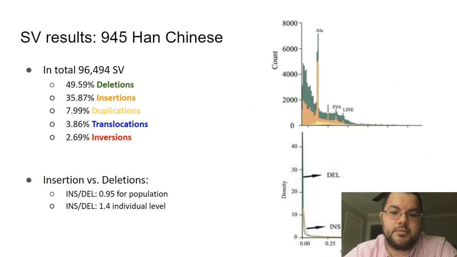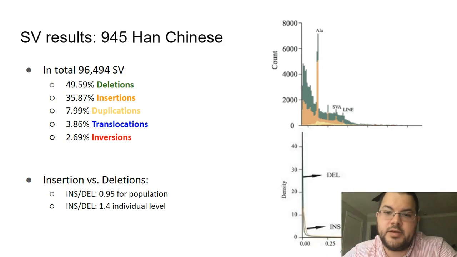So when we look into this data set, what did we find, or what did we see? Well, in total, across the 945 Han Chinese population, we identified around 96,000 to 97,000 structural variants, the vast majority of which are deletions and insertions. This is in agreement with previous studies that have been published. And then only very few duplications, translocations, and inversions.